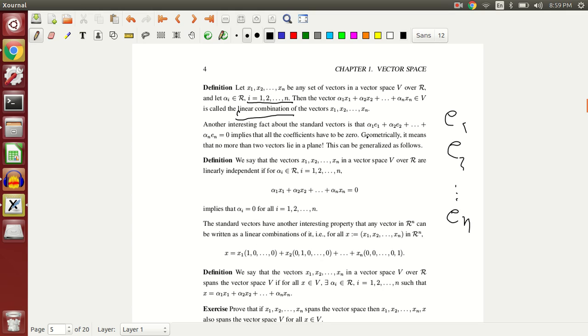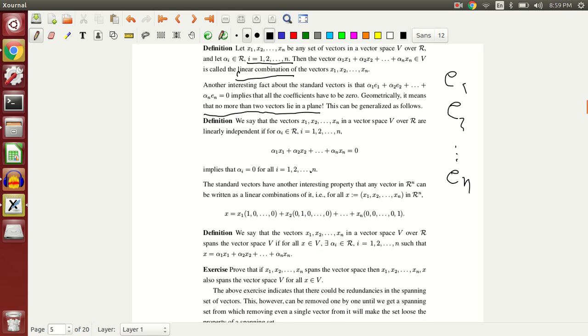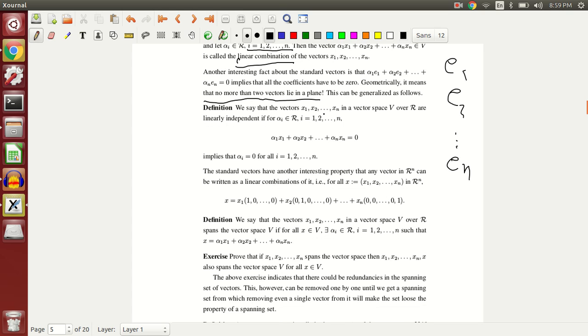Okay, geometrically it means no more than two vectors lie in the plane. Now, this is something that you can think about, as to why this is the case. So having understood that, let's move to the next definition, linear independence.